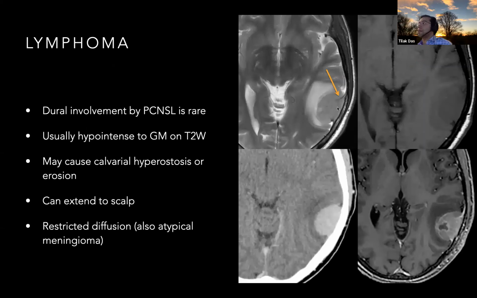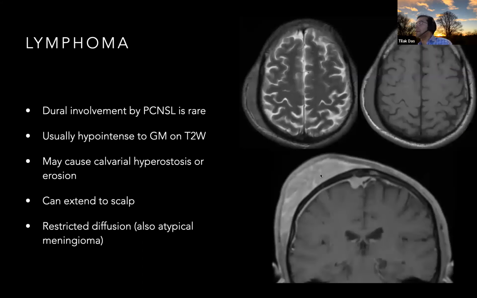Sometimes these lesions are hypointense, as you might see within the parenchyma as well. And you may also see restricted diffusion, but then the problem with restricted diffusion, of course, is that you can see that in certain meningiomas, particularly atypical ones. This is just another example of lymphoma where you can see some dural thickening. It's probably gone through the bone, although not destroyed the bone, and then a large scalp mass.